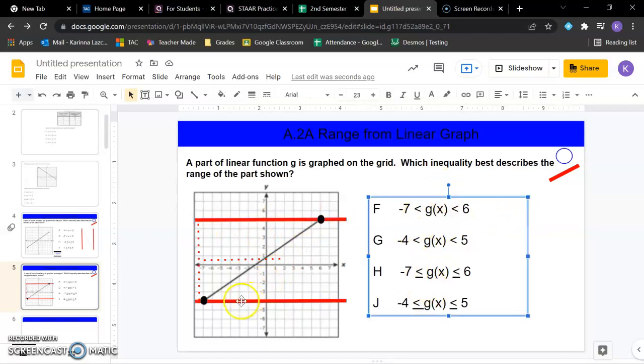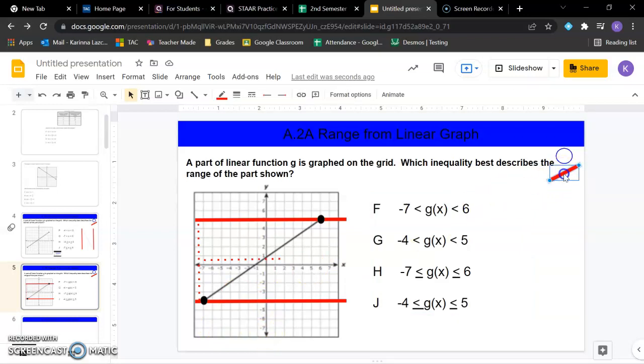So now I'm going to look at the numbers. Right here, this line is crossing at -4. It's not at -7. -7 is over here, it's a -4. So automatically what I do is I get rid of all the ones that say -7 because I'm not touching those at all. It's just the -4. And then up here, it is touching the y at 5. So again, I get rid of these because that's not 5.